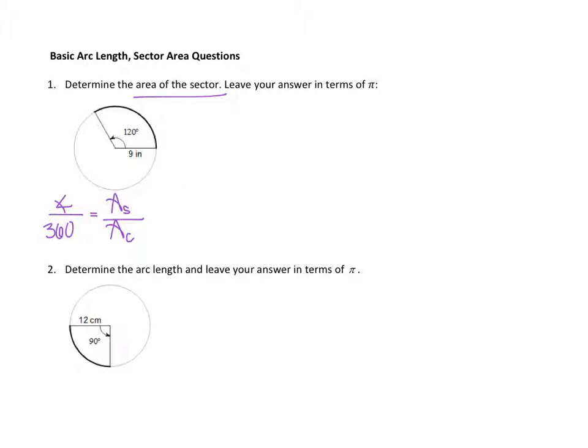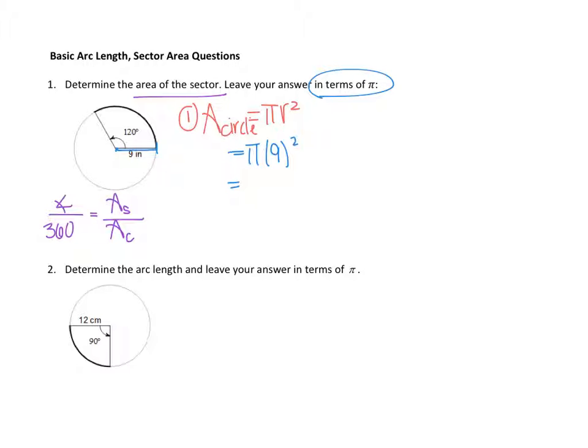So if we need area of a sector, that means first we need to calculate area of the circle, which is a formula that's given to you on your reference sheet, pi r squared. So the radius here you can see is given as 9, so we have pi times 9 squared, and we're leaving our answers in terms of pi. You can see that here.